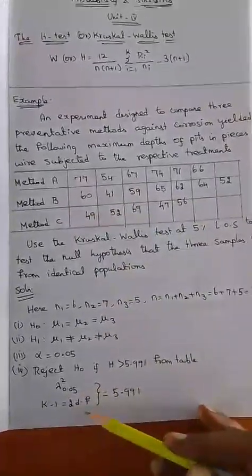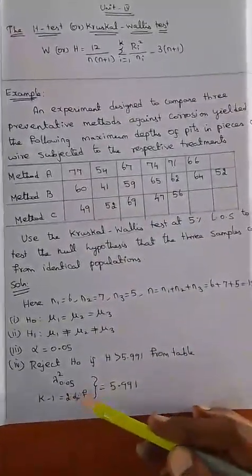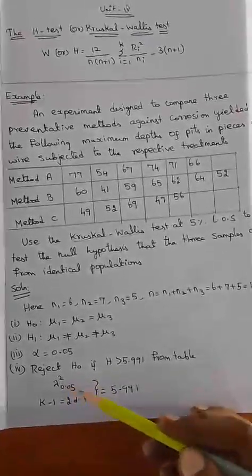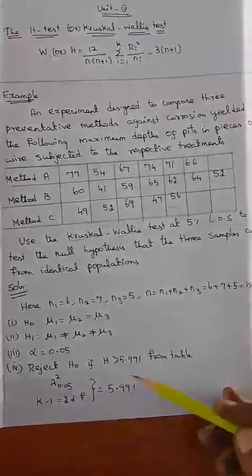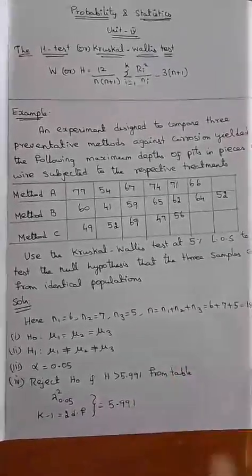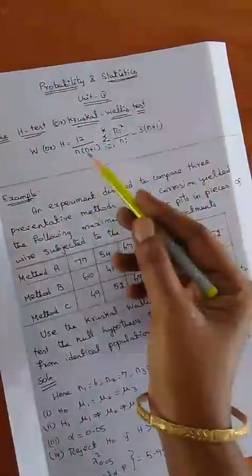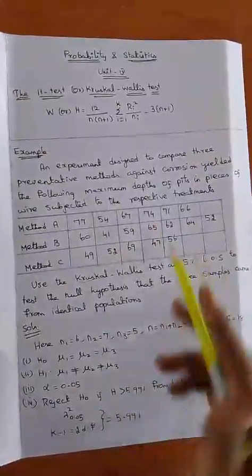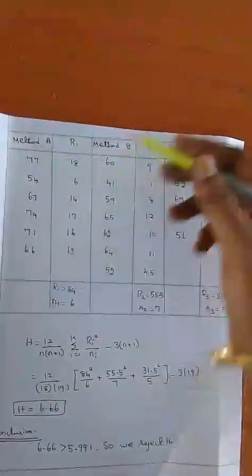So 3 minus 1 is 2. In the chi-square table, for 2 degrees of freedom at the 5% level of significance, we get the table value as 5.991. Now we find n in the formula, and the table value also. Now we have to find the rank values. So for the rank, write the methods.